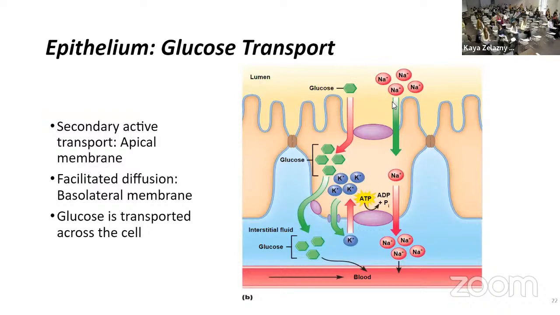Okay. We then see facilitated diffusion on the other side through the basolateral membrane. This glucose is too big to squeeze directly between phospholipids, so it has to use a transporter, so we can see that.